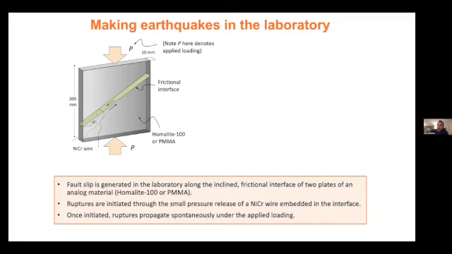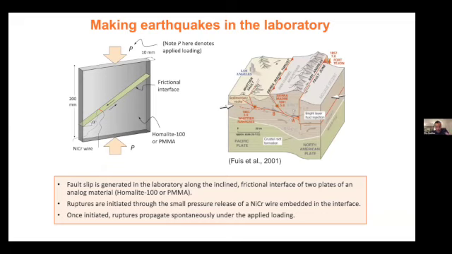In making earthquakes in the laboratory, why do we use analog materials? First of all, the configuration that we have in mind here is representative of a fault such as the San Andreas fault, so it's a transform fault, but we can also use it for other configurations such as thrust faults, as I will detail in a later part of the talk. So it's an idealized configuration.